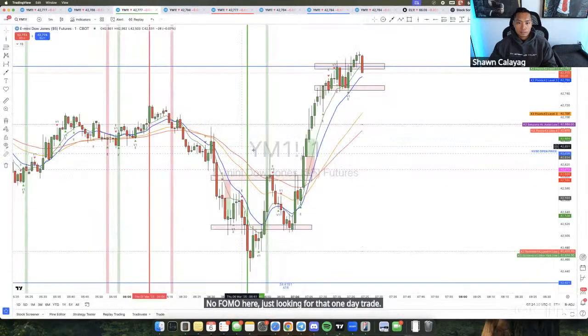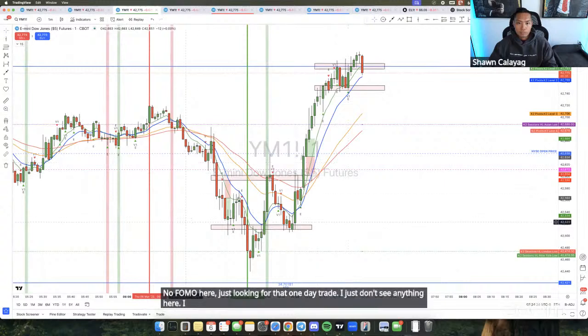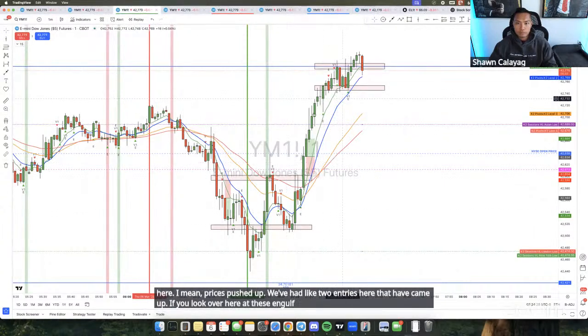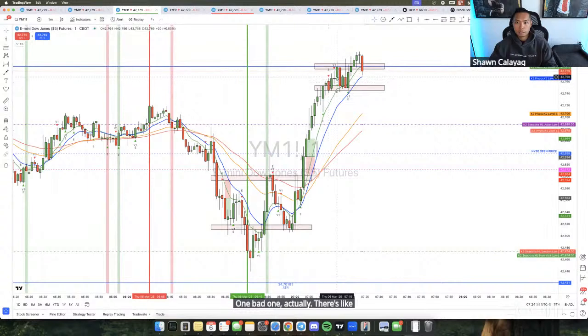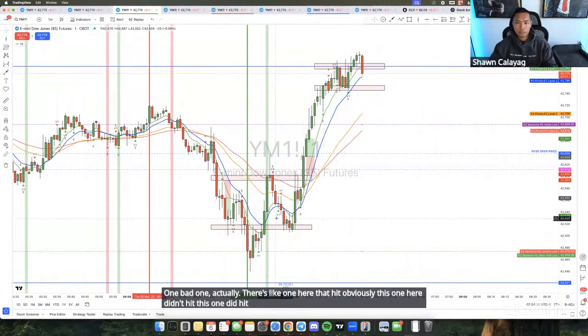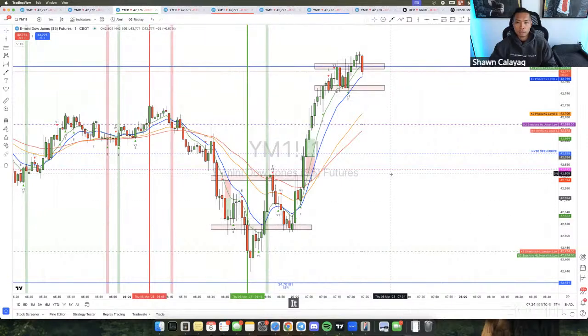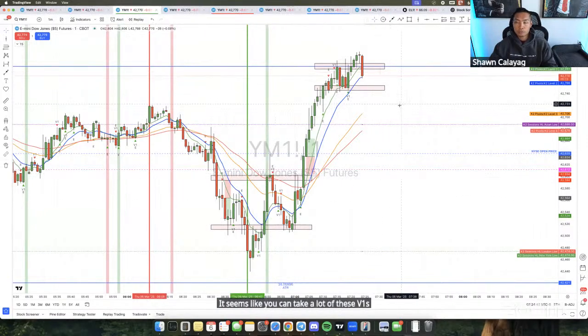I just don't see anything here. I mean, price has pushed up. We've had like 2 entries here that have come up. If you look over here at these engulfings and V1s, there's a couple good ones and then there's just one bad one, actually. There's like one here that hit, obviously. This one here didn't hit. This one did hit. This one hit. It seems like you can take a lot of these V1s or engulfings in the direction of the trend and you should be fine.